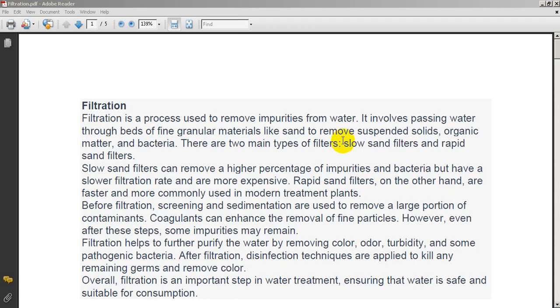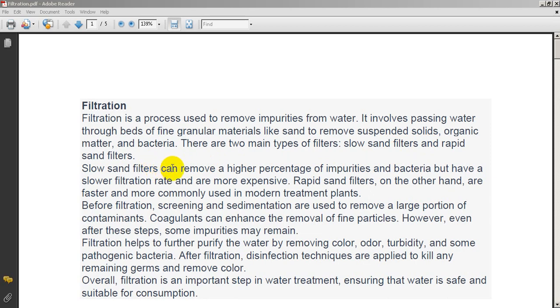Filtration. Filtration is a process used to remove impurities from water. It involves passing water through beds of fine granular materials like sand to remove suspended solids, organic matter and bacteria. There are two main types of filters: slow sand filters and rapid sand filters.